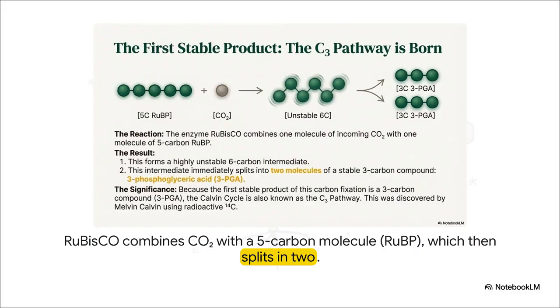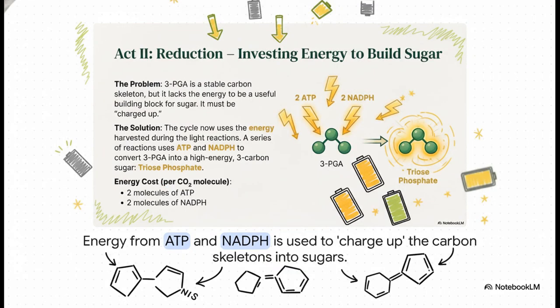So the curtain rises on Act 1. Rubisco grabs a CO2 molecule from the air and smashes it onto a 5-carbon sugar that's already waiting. This creates a really unstable 6-carbon molecule that almost immediately just snaps in half. And just like that, carbon that was floating uselessly in the air is now fixed. It's officially part of the world of biology. On to Act 2, reduction.